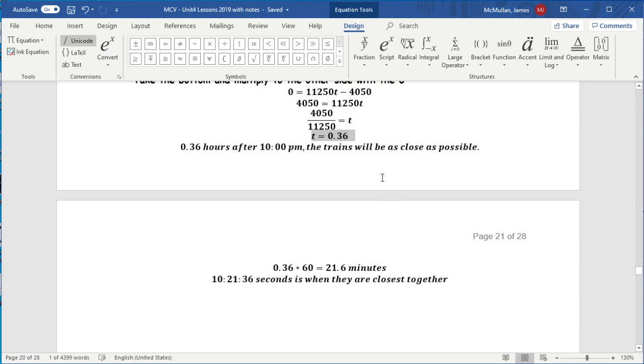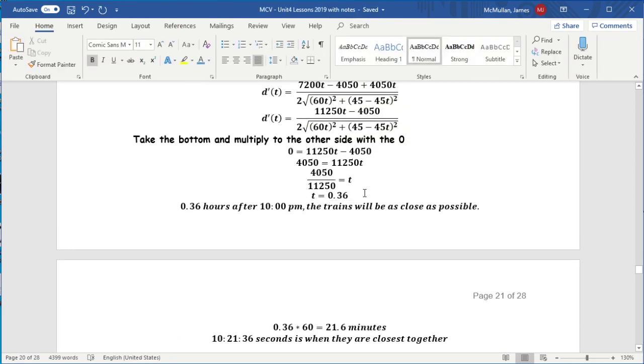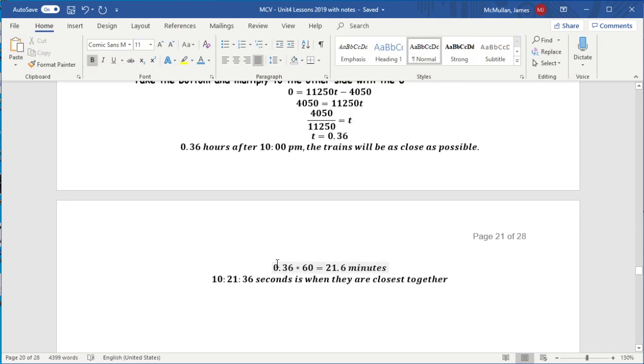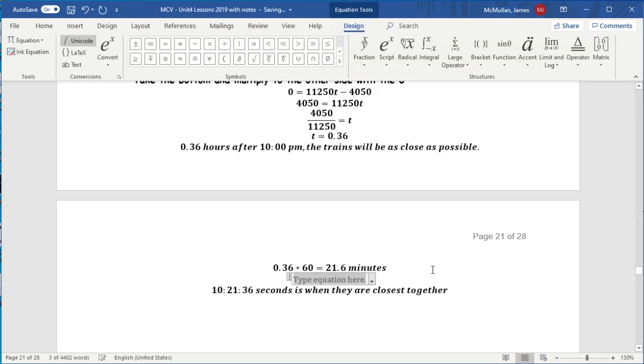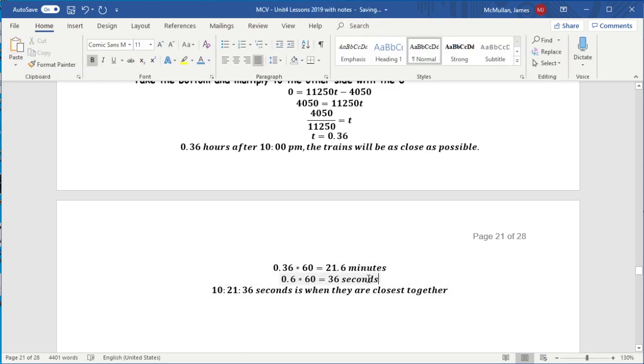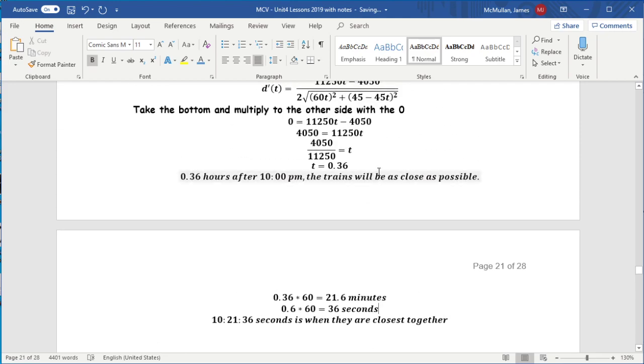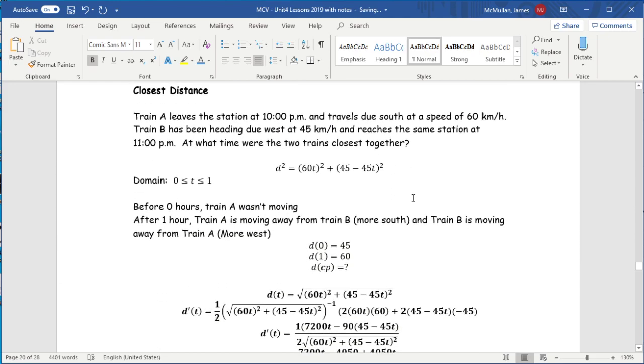0.36. Now again, to turn that into a time, multiply it by 60. That'll tell you how many minutes. Then you multiply the decimal part by 60, and that'll tell you how many seconds. Right? So we get 21 minutes and 36 seconds is when they are exactly closest together. That's the minimum distance.